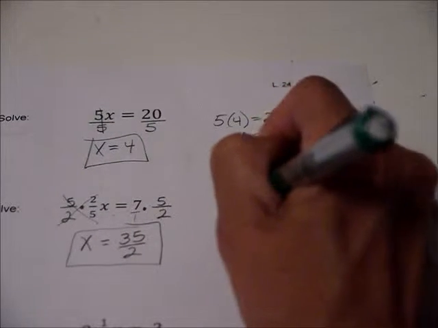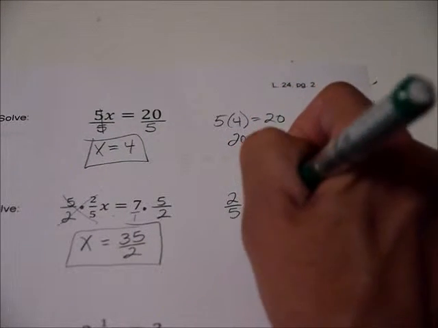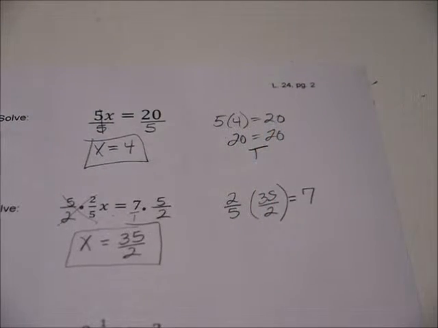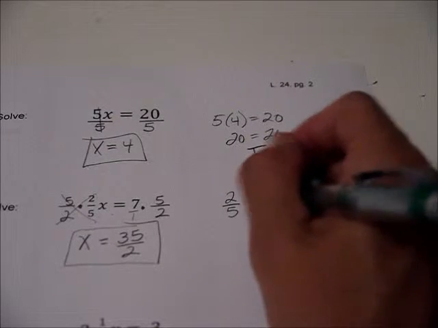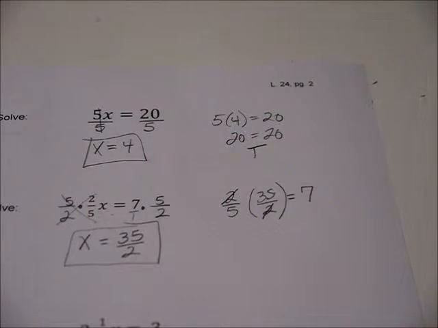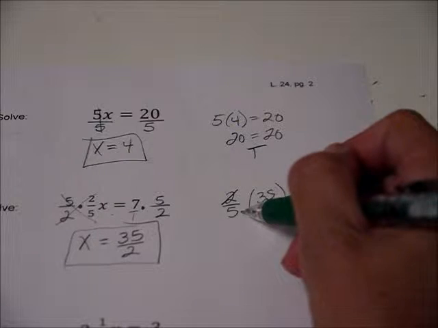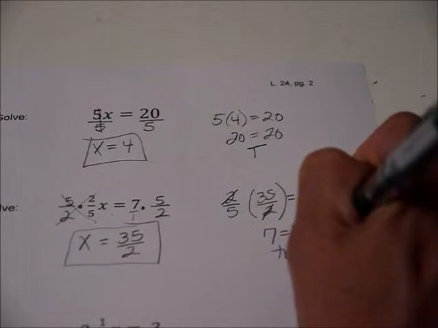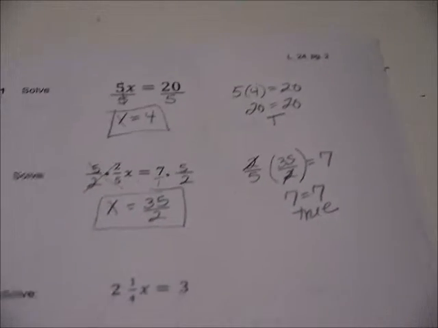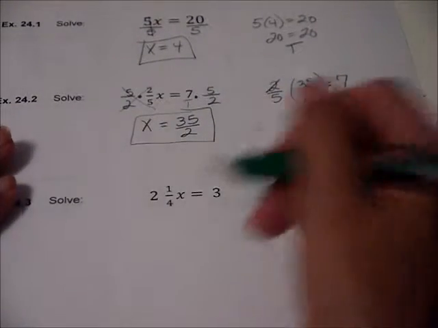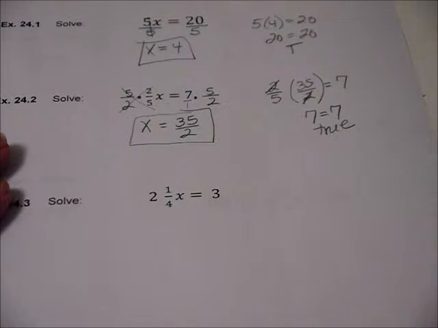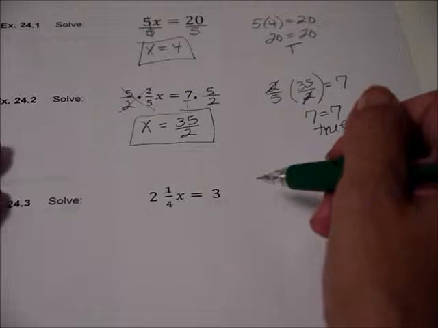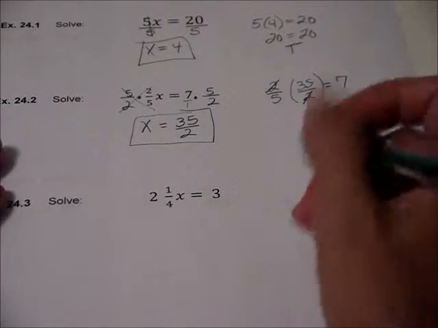I would like to check that. So I'm going to take 2/5, multiply it by x, which is 35/2, and see if we get 7. Well, I can cross cancel those, and what I get is 35/5, which is 7, which is true. So yes, 35/2 is our answer. Just like the last lesson, I changed these mixed numbers into improper fractions right away before I do any sort of operating.